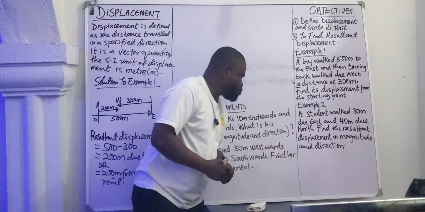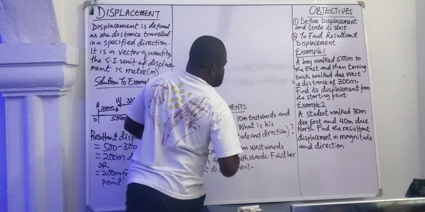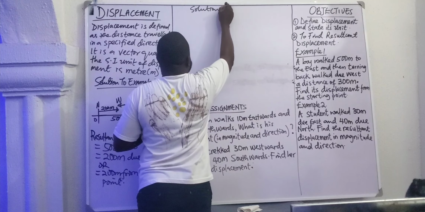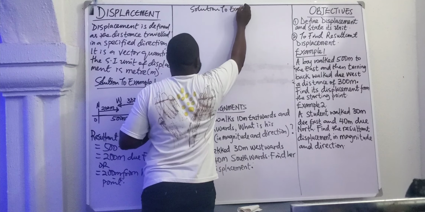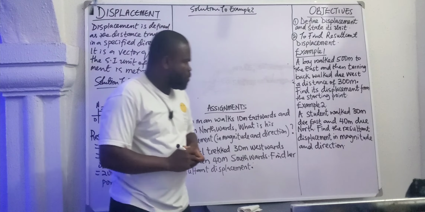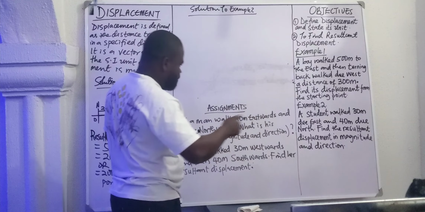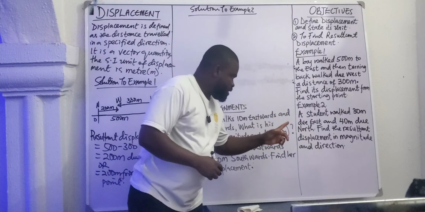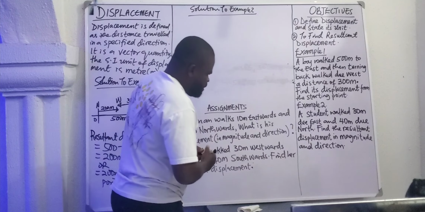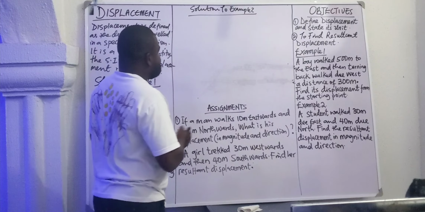Now in example 2, example 2 is more technical for us to solve. So, solution to example 2. We are told that a student walked 30 meters due east. Like I said, due east means you move along the easterly direction, and then 40 meters due north. We are to find the resultant displacement in magnitude and direction.